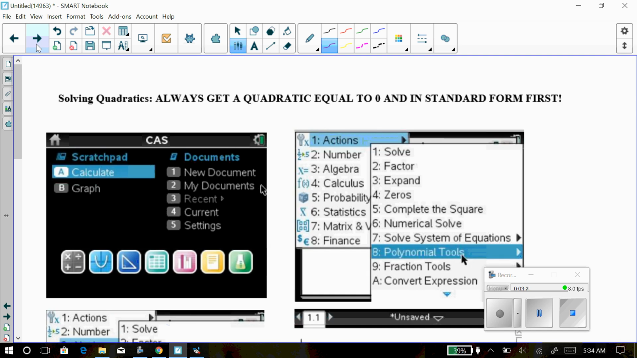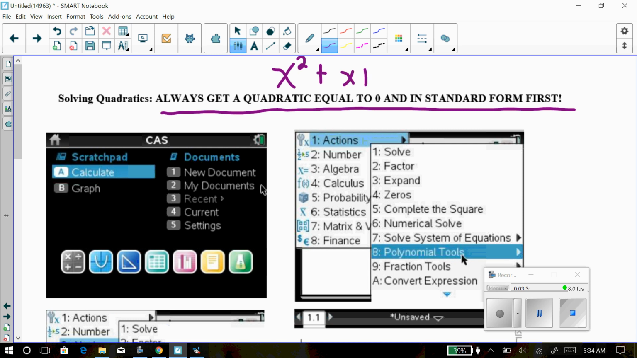So if you remember, when you solve a quadratic, it always has to be equal to 0 and in standard form, meaning that it would be like x squared plus your x term plus your constant, which is just a number. So to solve a quadratic, remember, solving quadratics, the answers could be called solutions. They could be called roots. They could be called zeros, but those all mean the same exact thing.